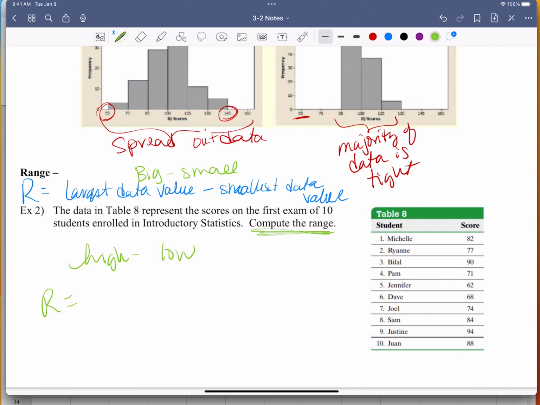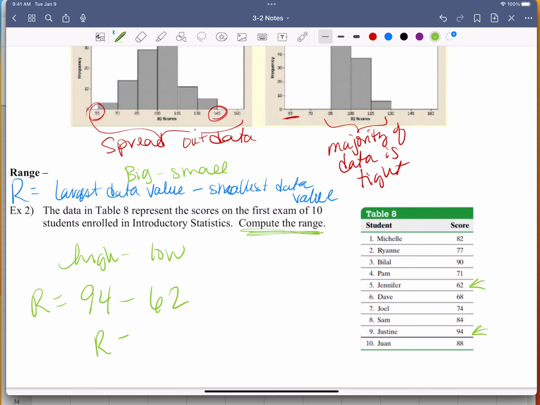So my range here, what's the highest score that we got? Oh, looks like old Justine here got a 94. Who had the lowest score? Jennifer? So what I'm seeing here is the 62. And then that would be your range. So my range is 94 minus 62, which gives me a range of 32%. All right? That's your range. That's what I'm looking for there with that range. Cool, right? All right.